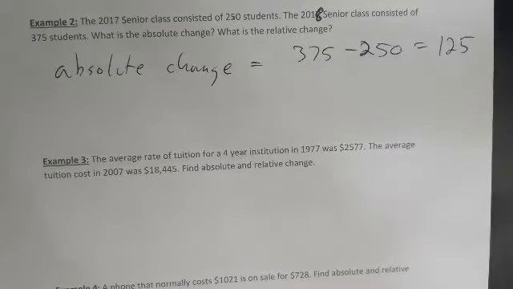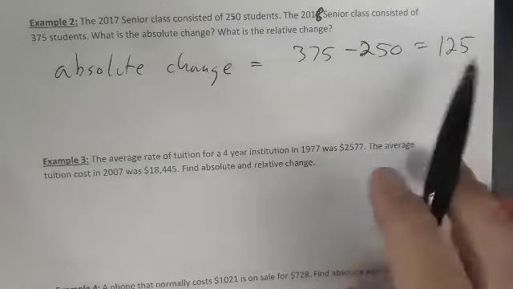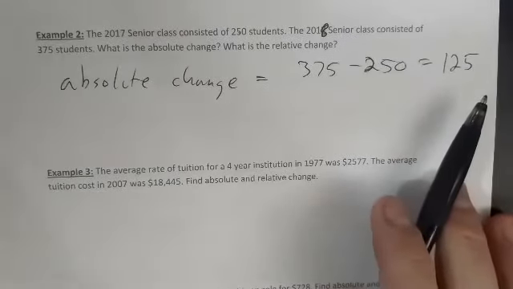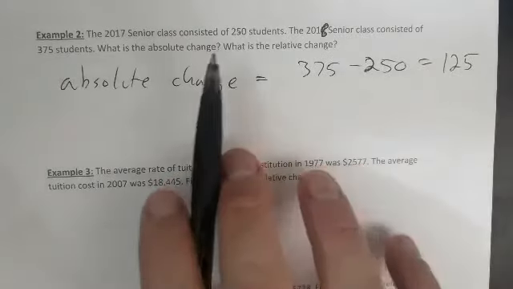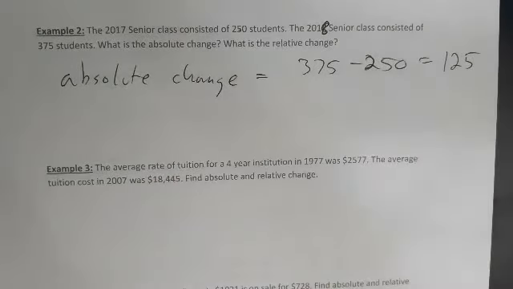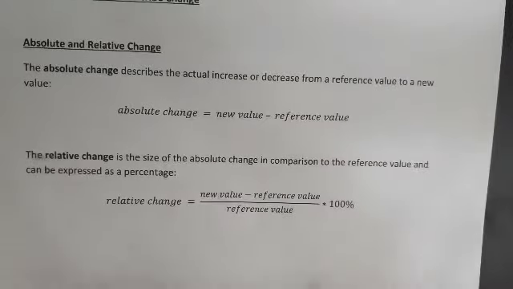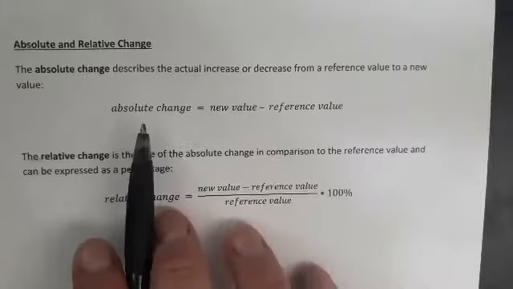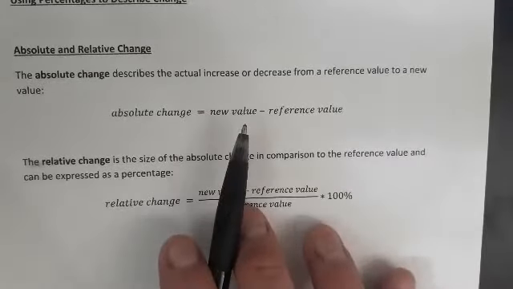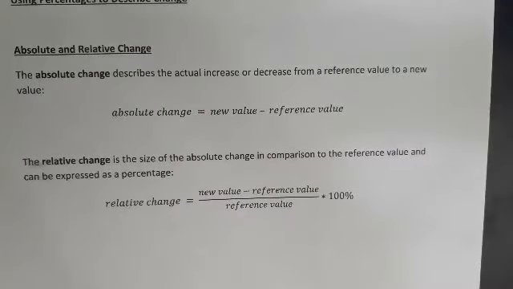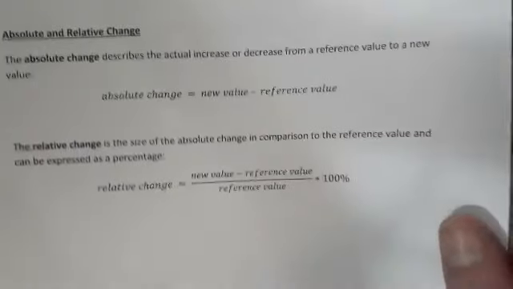The other thing that they talk about is relative change. So we want to know what this thing is relative to. Relative to what? It's going to be relative to the original. So I don't remember, how did they do it? They say absolute change is the new value minus the reference value. So that was the first thing that we found, that was absolute change.